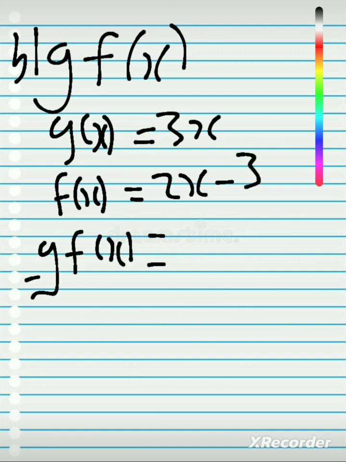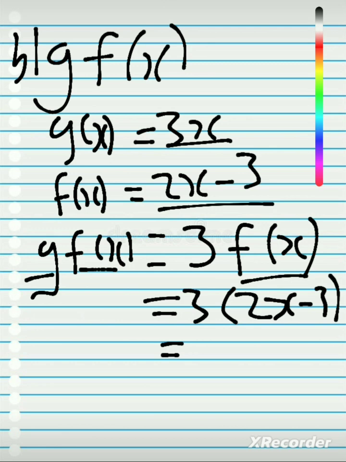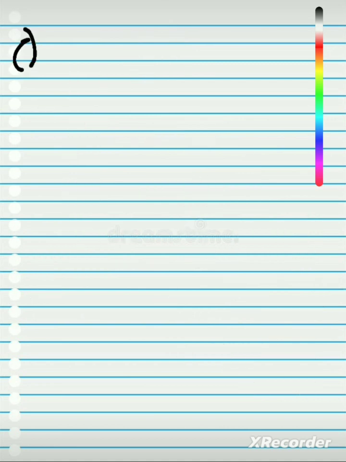Okay, on g, 3x here, where there's x, they have put f(x). Okay, so it's like this. So 3, what is f(x)? It's this. So 3 times (2x minus 3). So 3 times 2x is 6x. 3 times negative 3 is negative 9. So this is the answer. The next question, question C, says find g(f(2)).